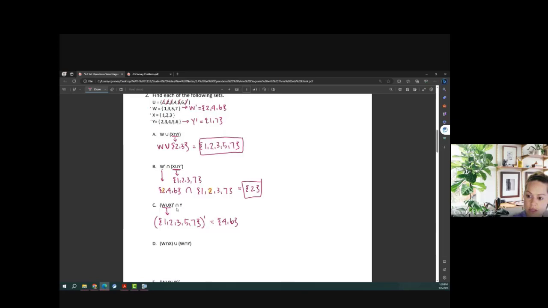And we still have one more operation that we need to do. We need to intersect this set with our set Y. Y has 2, 3, 4, 5, and 6. So our intersection is going to be the elements common to both. So it looks like they both have 4 and 6. So that is going to be our answer.